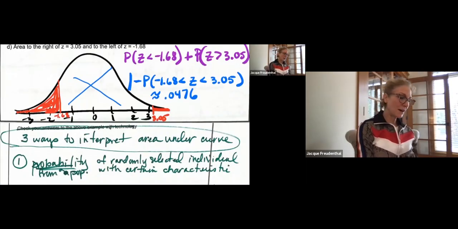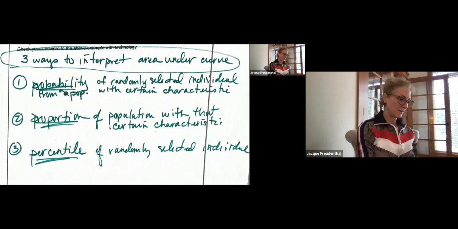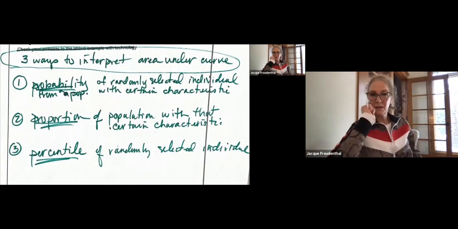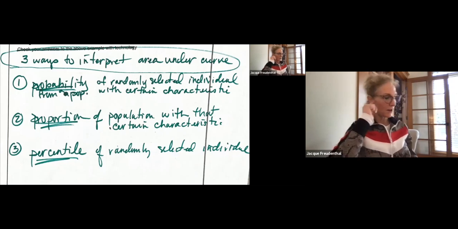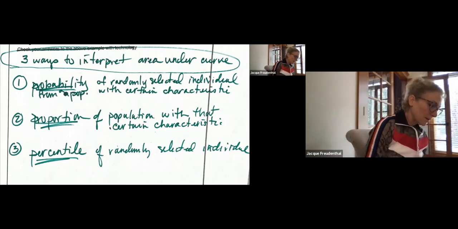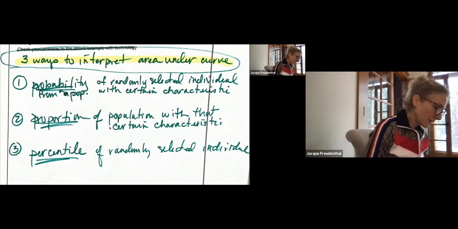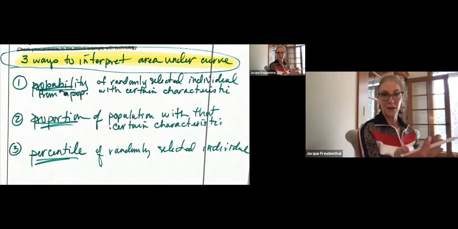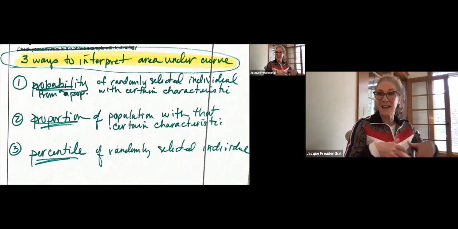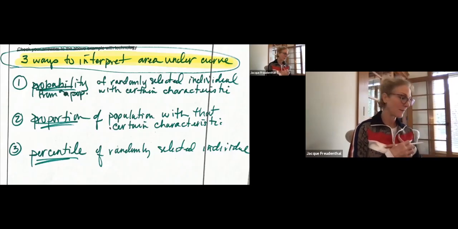Okay, so this is not on your handout, but here are 3 ways that we interpret the area under the curve. So if you want to write this in your notes, because we're not doing any of this by hand. We didn't do any of those calculations by hand. We just used a calculator. On the next set, I'm going to use StatCrunch, okay?